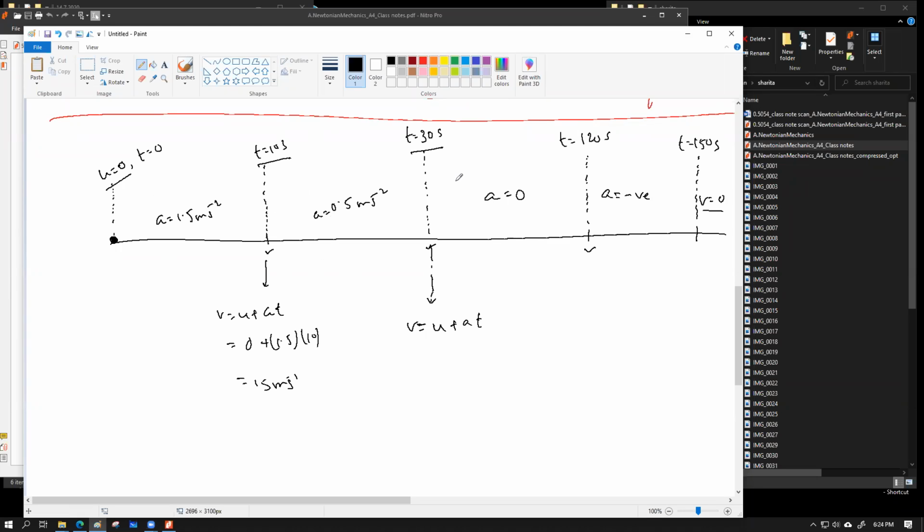Do you understand? Yes, sir. The answer will be 25: 0.5 into 20 is 25. Tell me, why is this 20? Sir, shouldn't it be 30? No, because the time difference is like 30 minus 10.